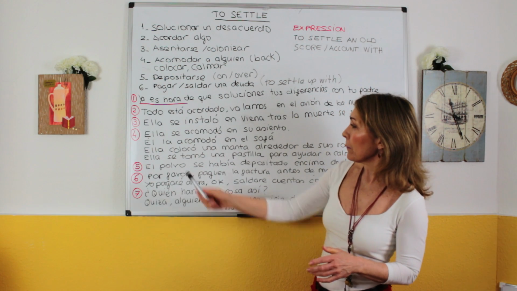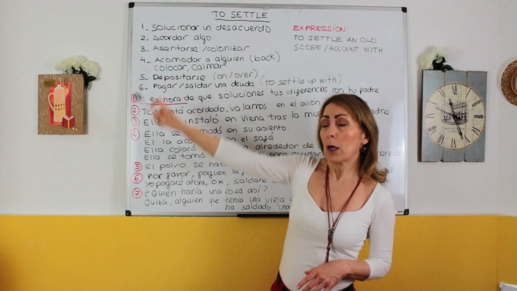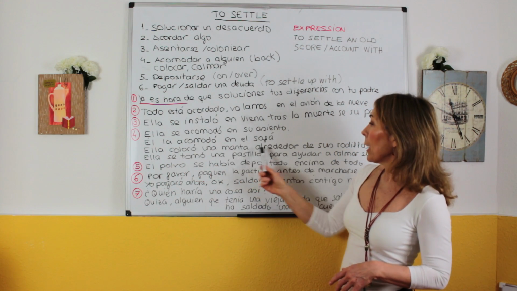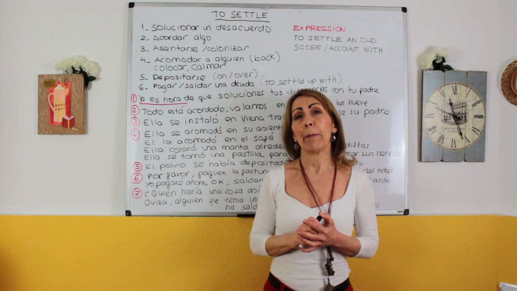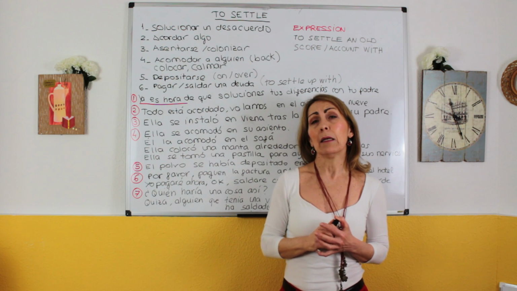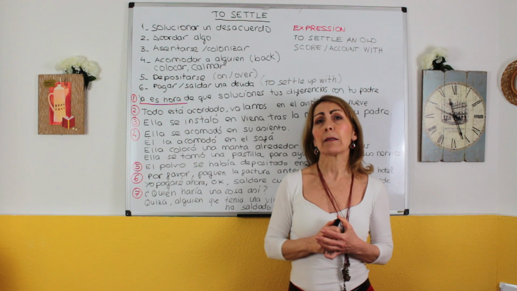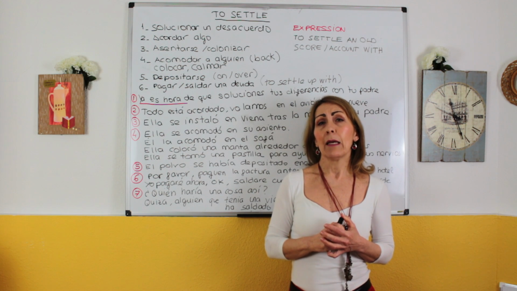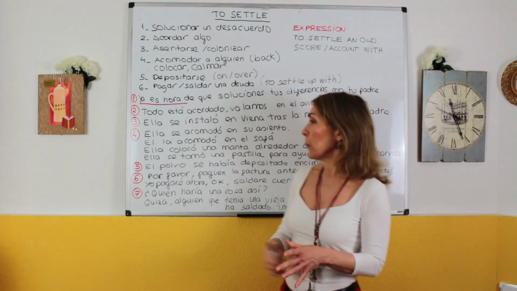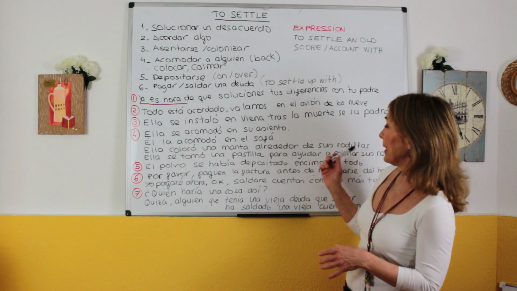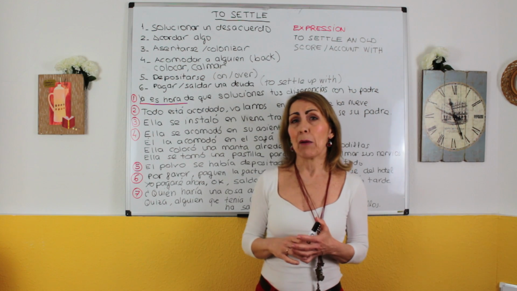Very well. The next one, with this meaning, colocar. Ella colocó una manta alrededor de sus rodillas. Manta is blanket. Ella colocó una manta alrededor de sus rodillas. Okay. She settled a blanket around her knees. Very well. Alrededor, around. She settled a blanket around her knees.